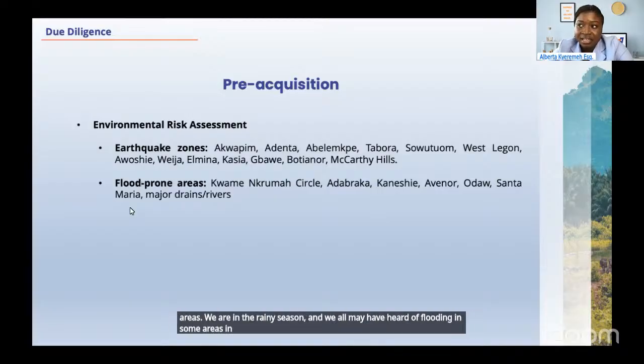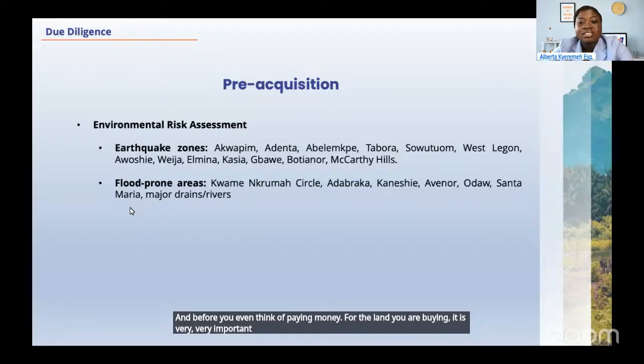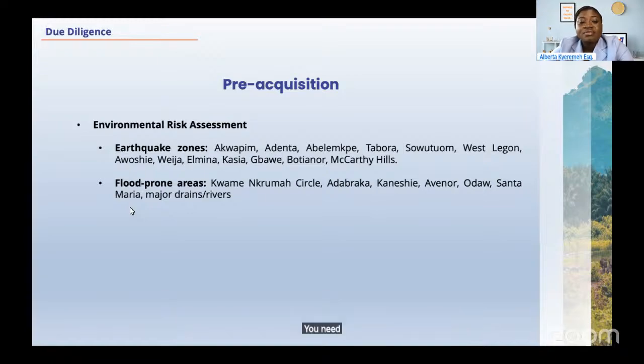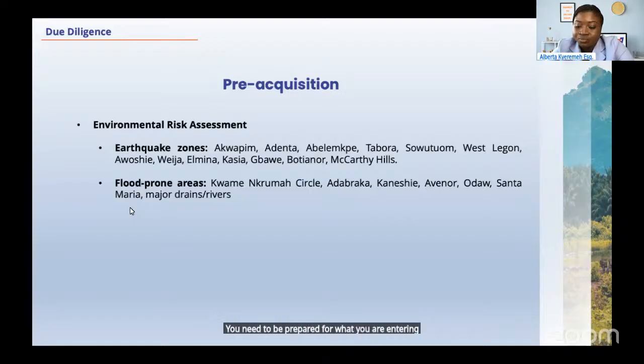in Accra specifically. And before you even think of paying money for the land you are buying, it is very, very important to find out the area in which the land you are buying falls. You need to find out if it falls under an earthquake-prone area or a flood-prone area. It doesn't mean you cannot acquire land there at all, but what it means is that you need to do your due diligence by checking whether that particular plot of land would pose any risk to you. You need to be prepared for what you are entering into.